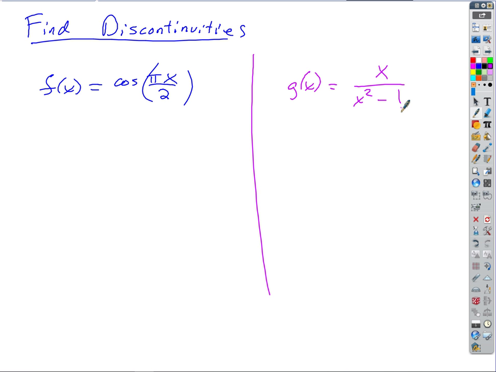Right, so what if we change that? What if we made this tangent of pi x over 2? Now you'd have to ask yourself, where is tangent discontinuous? I never remember exactly what the tangent graph looks like. I always think of it in terms of sine and cosine. So tangent is what? Sine over cosine.